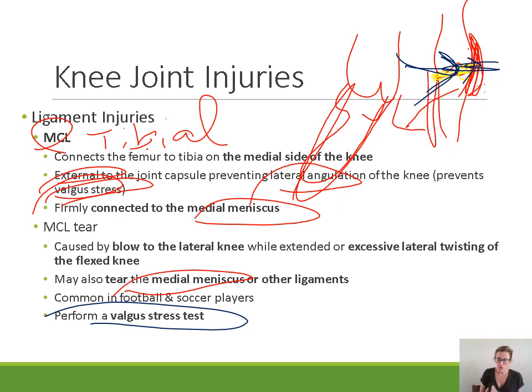Active range of motion may be limited. In other words, when you ask the patient to flex and extend their knee, that range of motion might be limited more so than their other unaffected knee. But passive range of motion usually is not limited. So if you have the patient completely relaxed and you move their knee for them, you should be able to get that full range of motion from their knee, unless there are other structures that are involved.